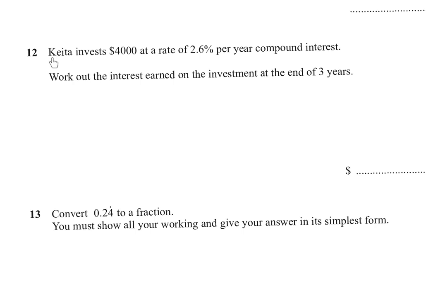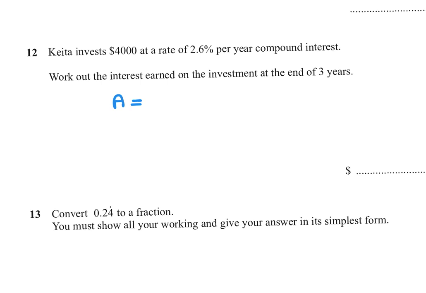Number 12. Keita invests $4,000 at a rate of 2.6% per year compound interest. Work out the interest earned on the investment at the end of 3 years. Okay, so I need the interest, and you have compound interest. How to find the interest? The formula for compound interest gives you the total amount, not the interest.